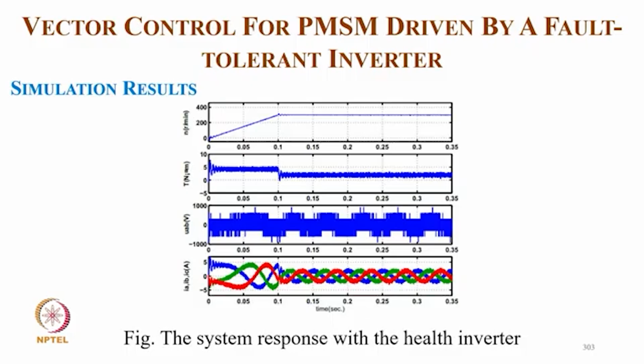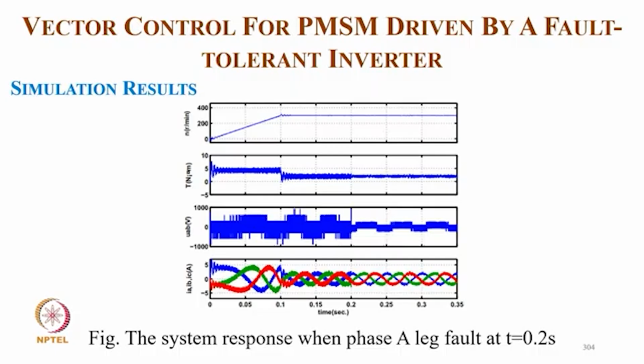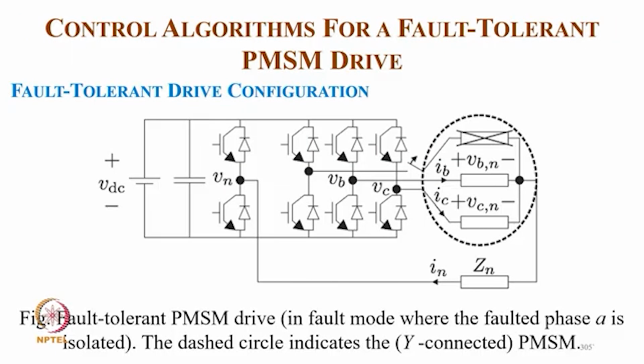And this is the simulated performance with the healthy inverter. For starting of the motor, how the frequency of the current increases, and the switching of the inverter and torque virtually change. This is the case of the system when a phase fault occurs at 2.6. Then coming to typically fault tolerant PMSM fault, when the voltage phase is isolated, the dash curve is shown here.